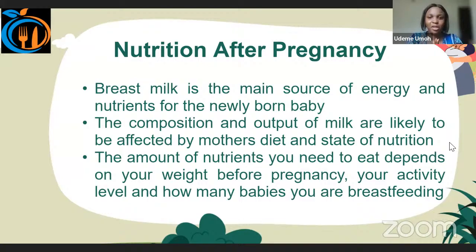Also, the amount of nutrients you need to eat depends on your weight before pregnancy, your activity level, and how many babies you're breastfeeding. So maybe you're having twins, triplets, small but frequent. Just be moderate. Take water. Take a lot of fluid because that's what really helps in breast milk. Take a lot of fluids.